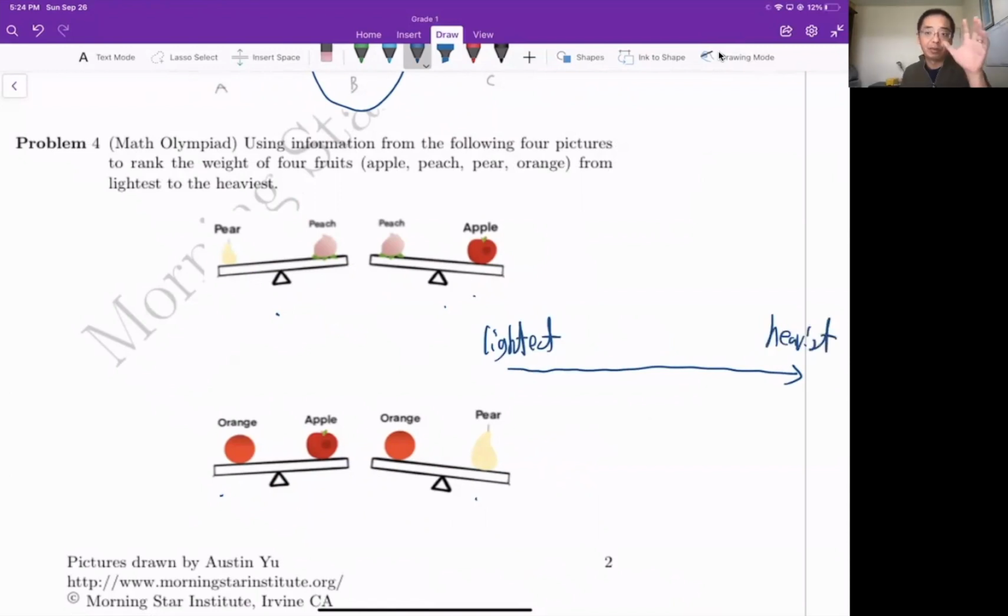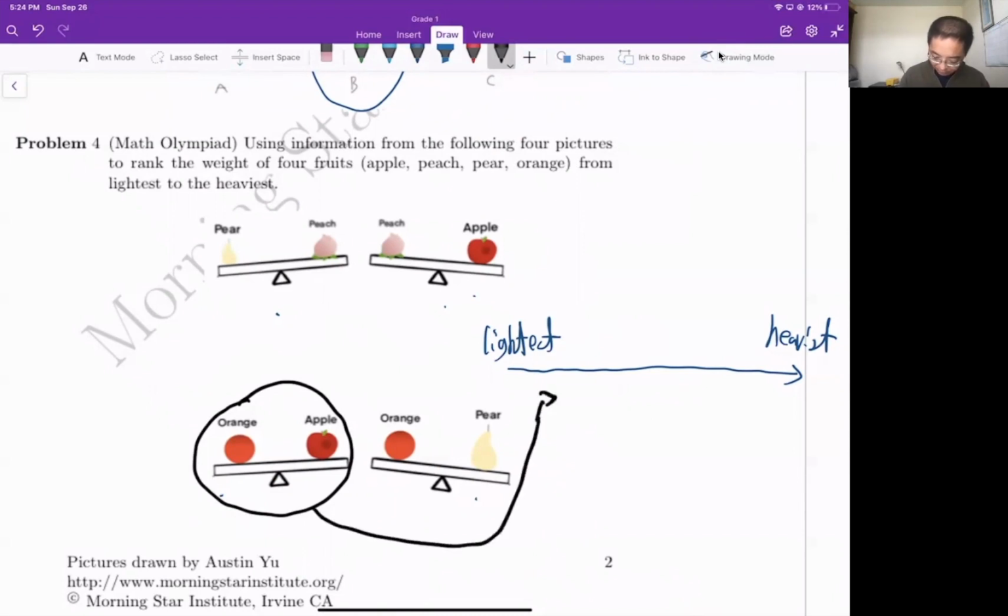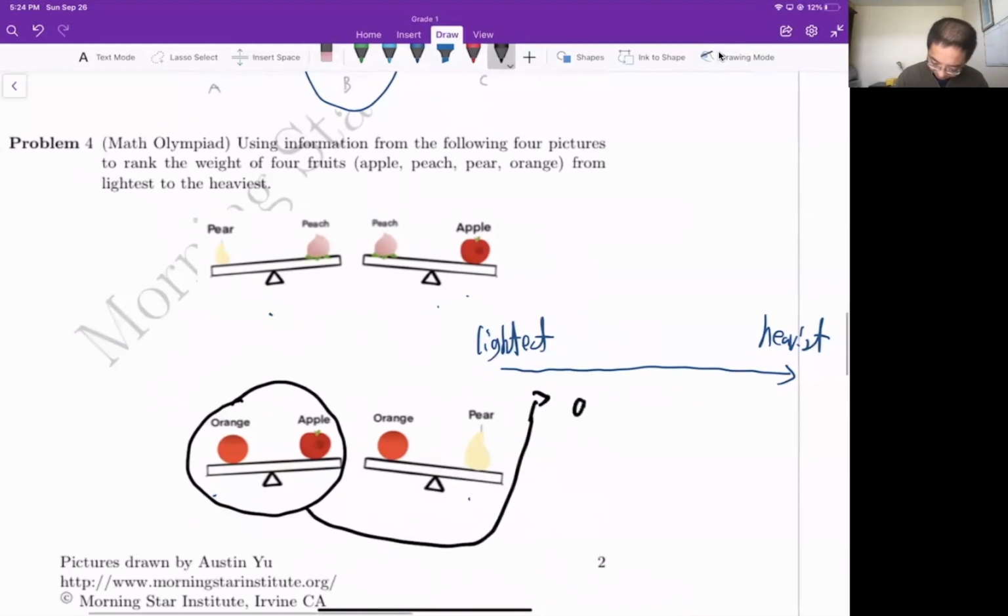So basically you have a puzzle. You can just play around and solve the puzzle. You have 4 pictures, and you can choose whichever picture you want to start with. Say I choose this one to start with. This one tells me that orange is heavier than apple. Because we order them from lightest to heaviest in this direction, we have apple and then orange.